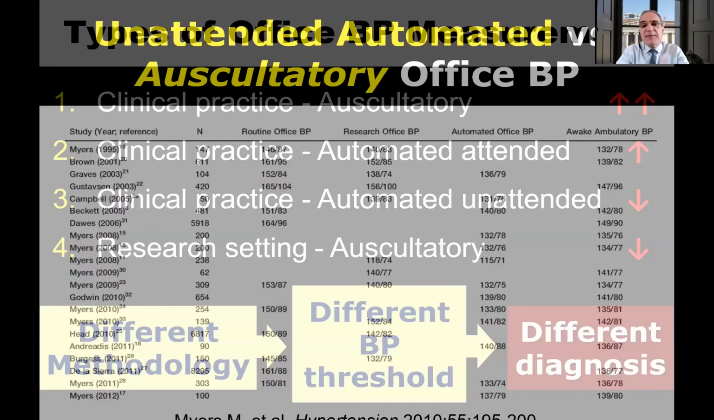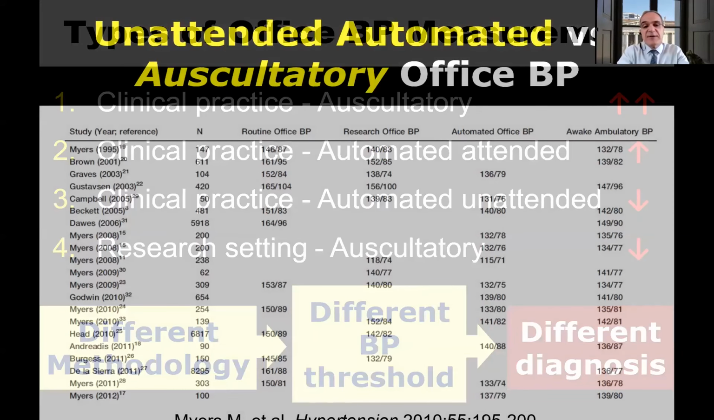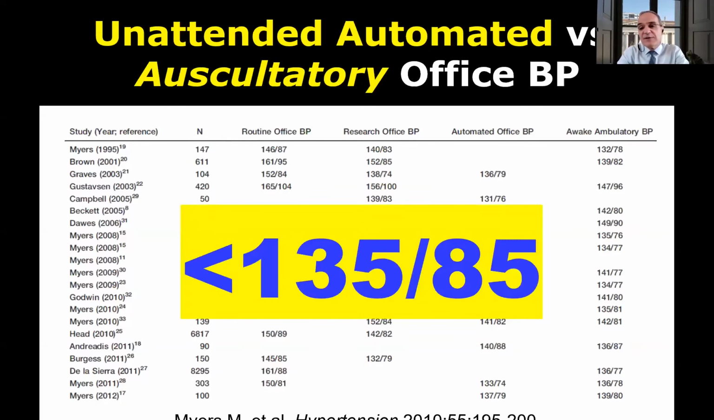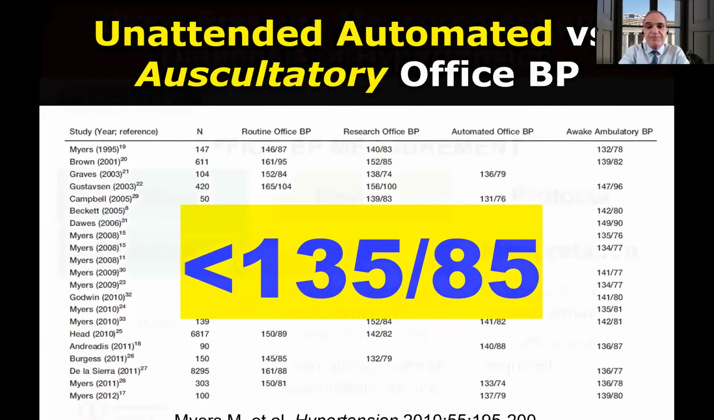And I would like to make a comment about unattended office measurements, which have been used in the SPRINT study and widely used in Canada. There are several studies showing that this is a very carefully standardized office measurement, but it underestimates office blood pressure. And we don't know exactly how much lower these measurements are than the conventional office measurements.